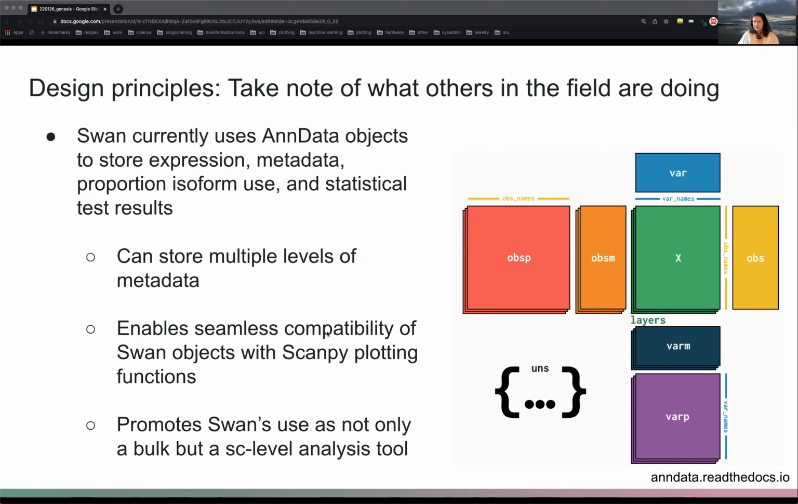And not only does this allow me to do what I was really setting out to do, which was storing multiple levels of metadata, especially for single cell purposes, where you have a cell that might have a cluster, an experiment, a sample, a batch, whatever, but it also allows me to seamlessly integrate with ScanPy plotting functions, and allows me to use Swan not only as a bulk tool, but a single cell level tool as well.